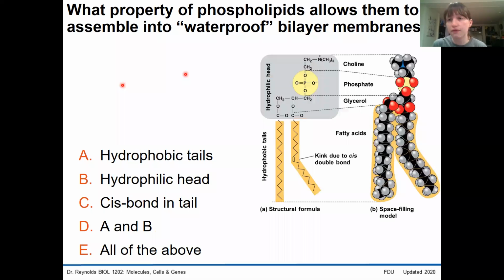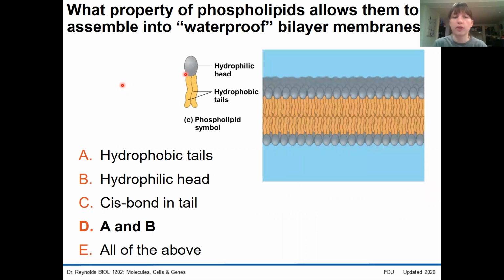Now, the property of phospholipids that allows them to assemble into a waterproof bilayer would be both the hydrophobic tails, which are associating with each other, and these hydrophilic heads. These hydrophilic heads, because they enjoy water, are going to be willing to associate with the watery substances both outside and inside of the cell. And the fact that these tails both dislike water actually allows them to like each other.